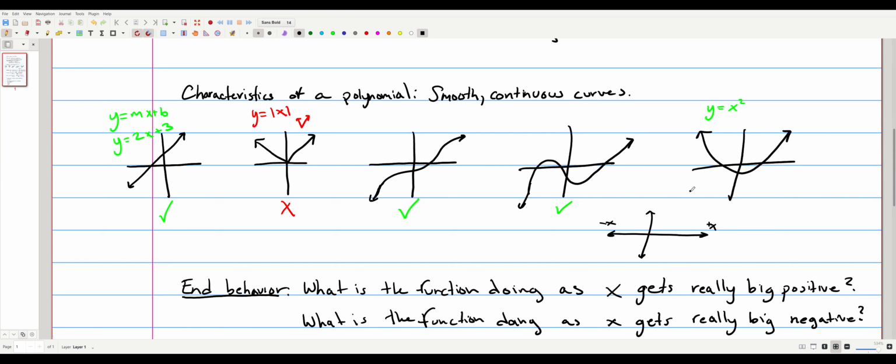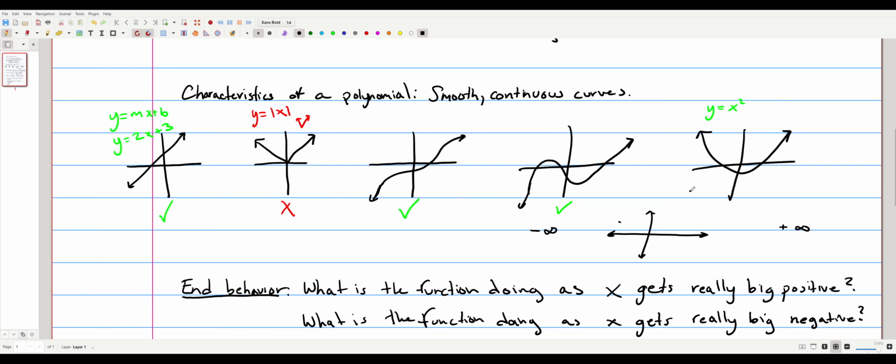What is the picture doing as x is way over here? Is it going up? Is it going down? Is it remaining flat? That's the type of stuff that we want to know. Likewise, we want to know what the graph is doing on the negative side, right? Towards like negative infinity. So we have positive infinity somewhere over here, negative infinity somewhere over here.